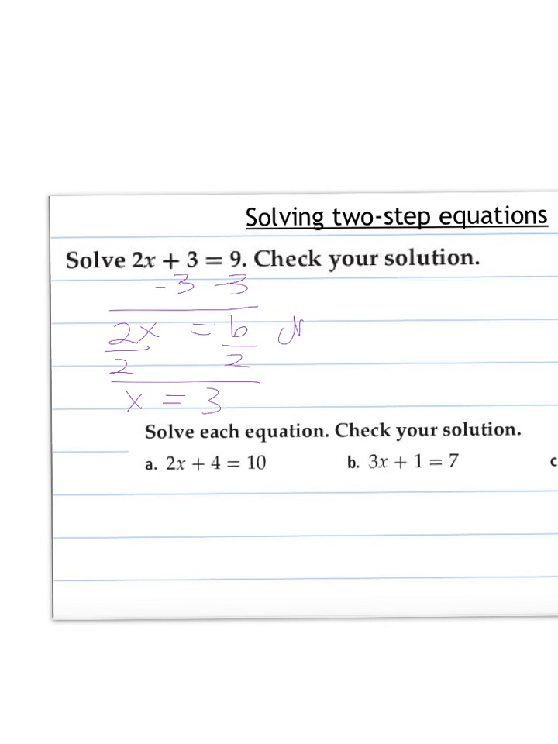Now we do our check. Plug 3 back into the equation. So 2 times 3 plus 3 equals 9. Well, 2 times 3 is 6. 6 plus 3 is 9. That works. So x equals 3.